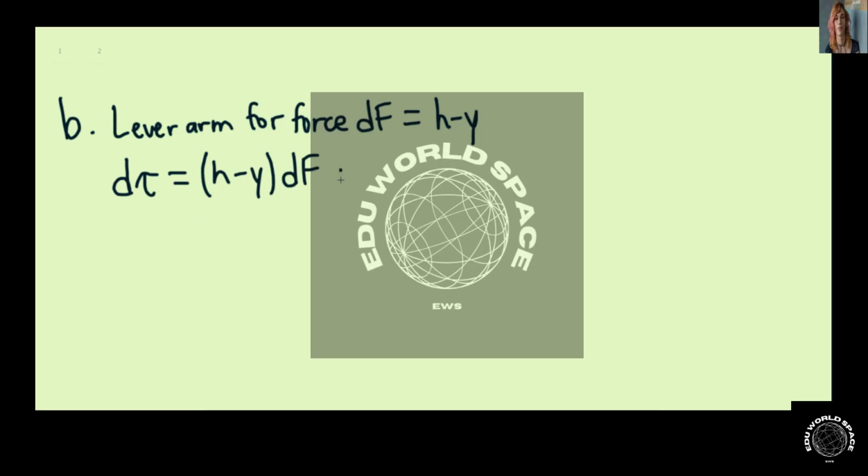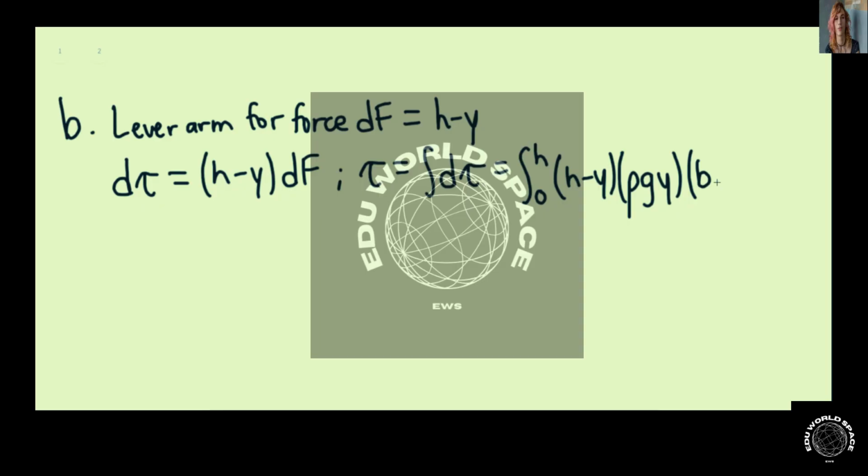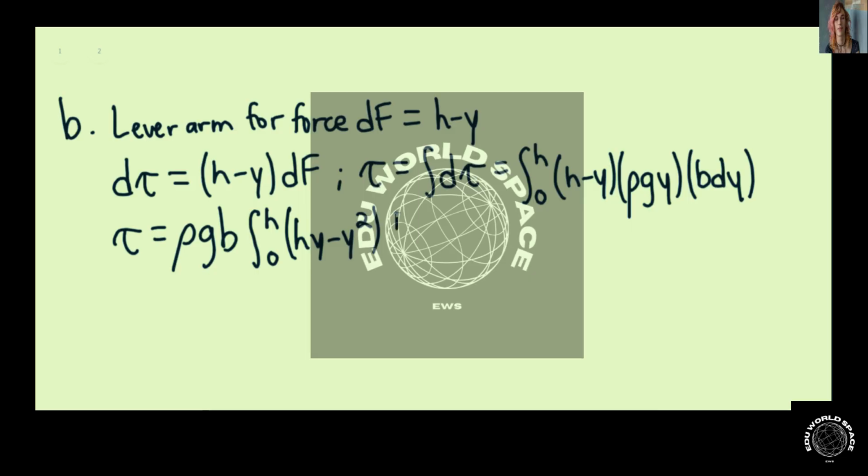And we can then say that the torque is going to be equal to this integral of, of course, d tau. This would be equal to the integral from 0 to h of h minus y multiplied by the gauge pressure, rho g y, multiplied by b times dy. And so the torque tau is going to be equal to the density rho, times g, times b, times the integral from 0 to h of hy minus y squared multiplied by dy.